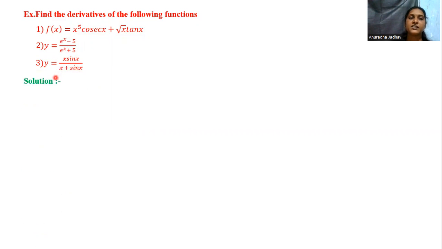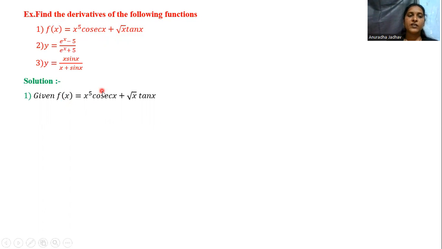Let's see firstly the solution of the first function. It is given that the function f of x is equal to x raised to 5 into cosec x plus root x into tan x. Differentiate that equation with respect to x. Here x raised to 5 is the u function, cosec x is the v function. The second term is also u into v, because root x is the u function and tan x is the v function. And here it is given that the product of two functions.